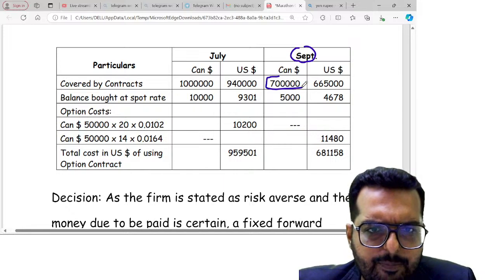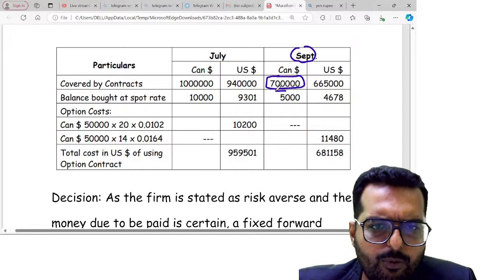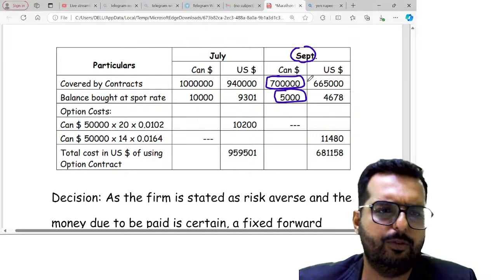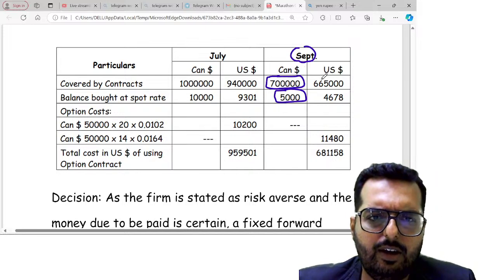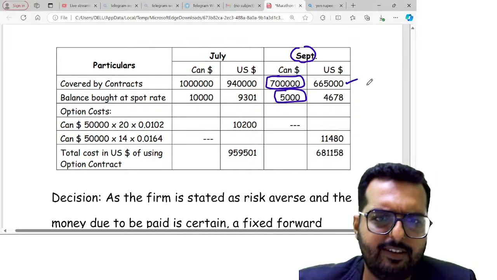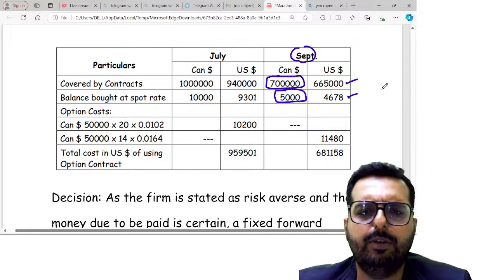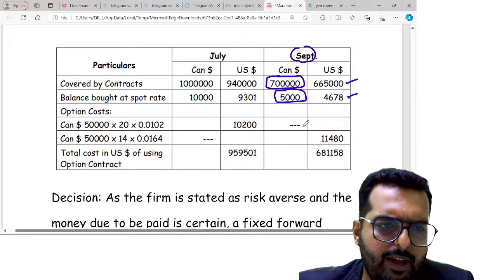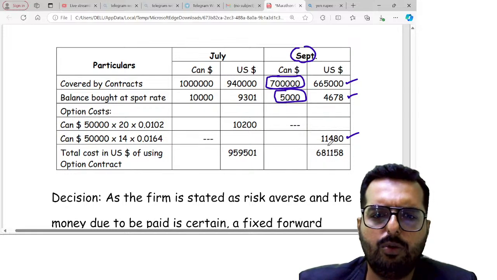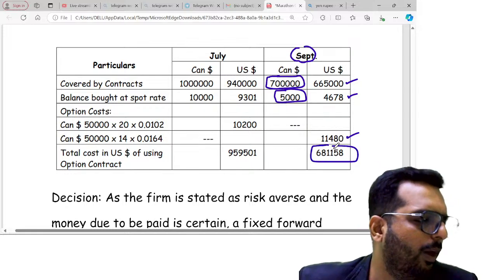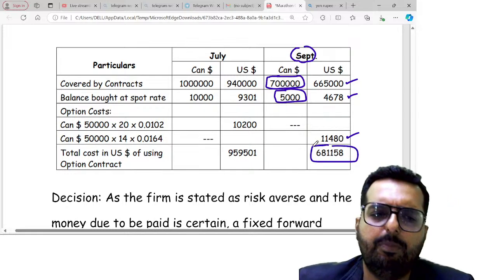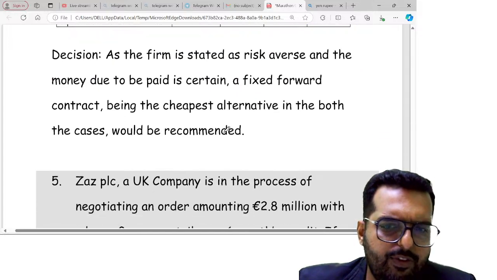Out of 7 lakh Canadian dollar, 5,000 will go under spot rate. So, using the exchange rate, it will be 6,65,000 dollar, and using forward, it will be 4,678. Plus, you will be having the call premium, and the total will be 6,81,158. Everybody clear with this part now? So we are done with this question also.